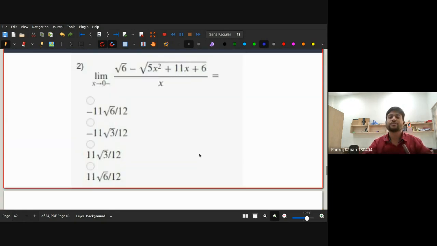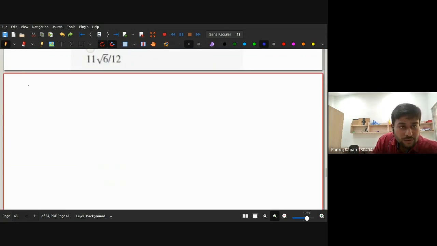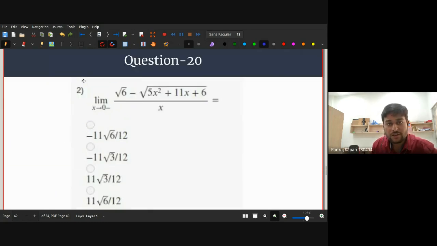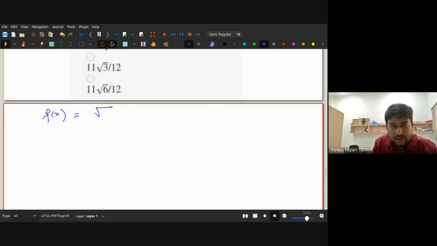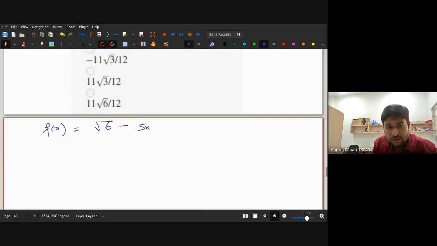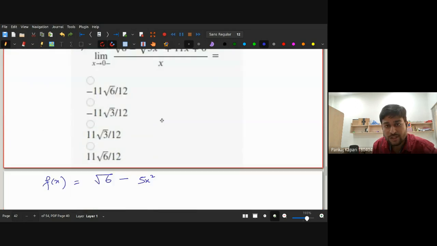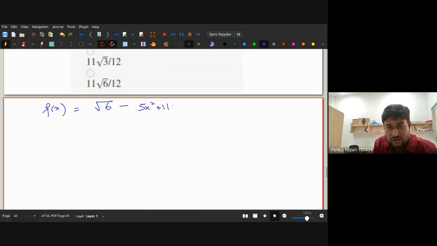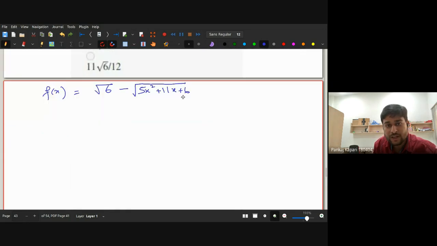Let's do this problem. We have to find this limit when x approaches 0 from the left hand side. Okay. So let's first simplify the function. What is the function? This is root of 6 minus root of 5x square plus 11x plus 6, again under root, and divided by x.